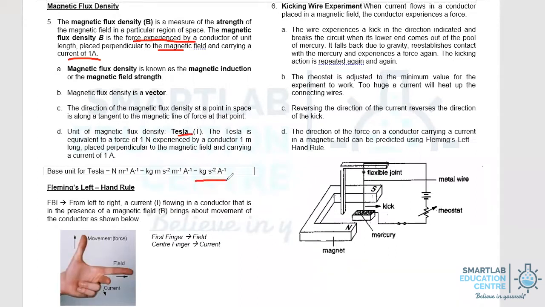Let's take a look at Fleming's left-hand rule and how the direction of the magnetic force can be determined when a current flows through a magnetic field. Let's run through the experimental setup. In this experimental setup, you have a magnet that provides the magnetic field. You have a battery that provides the current that is flowing in this direction.